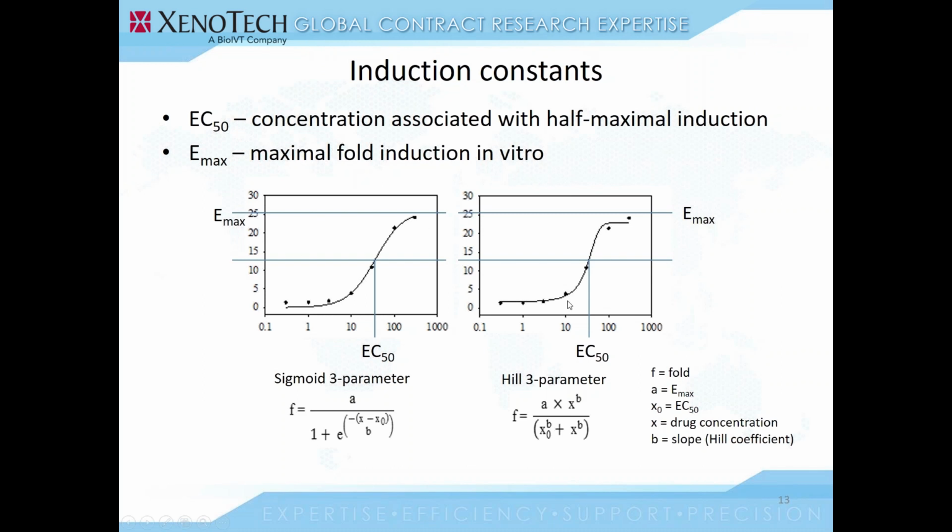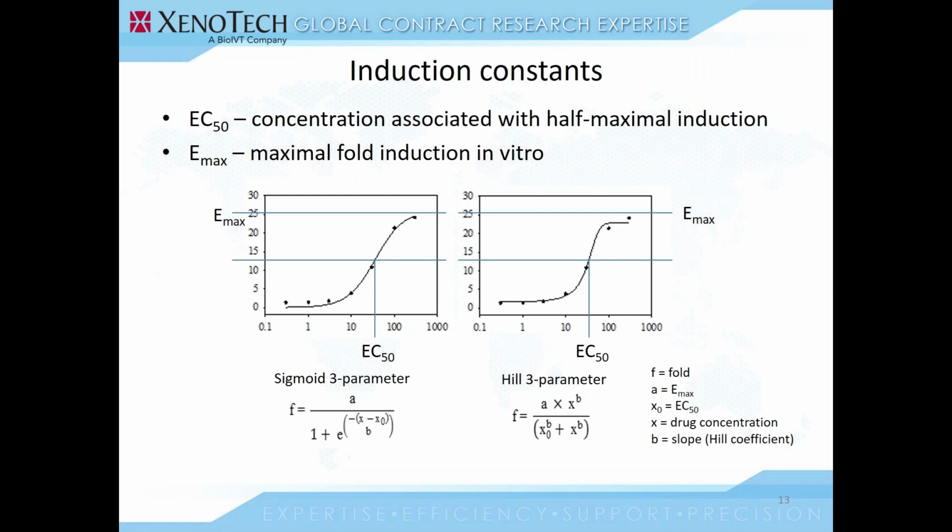These are two graphs. They show the same data set, but this one is fitted with the sigmoid 3-parameter equation, and this one is fitted with the Hill 3-parameter equation. In both cases, we get pretty similar results. The Emax is where we max out induction. That's pretty straightforward. Then at 50% of that, the concentration associated with that is our EC50. The main difference is that the Hill 3 forces this to be the maximum induction response. So we typically will use the sigmoid 3 where we can.